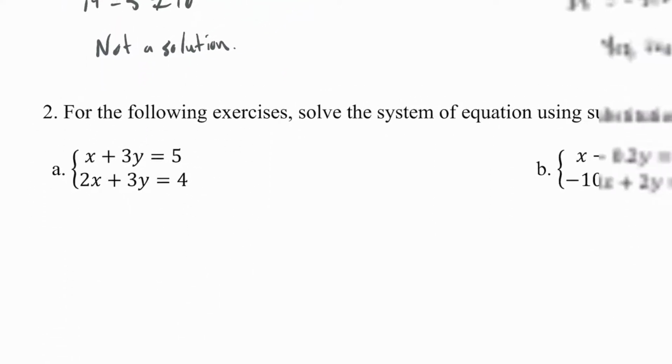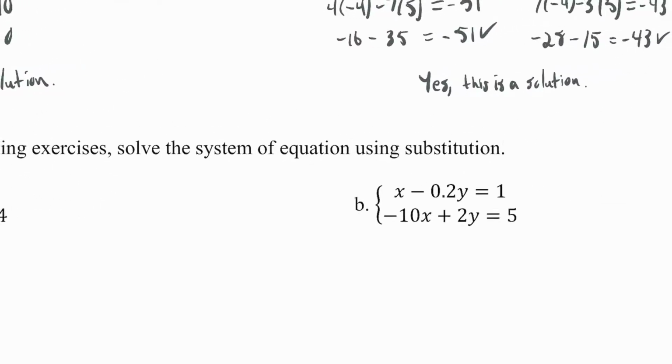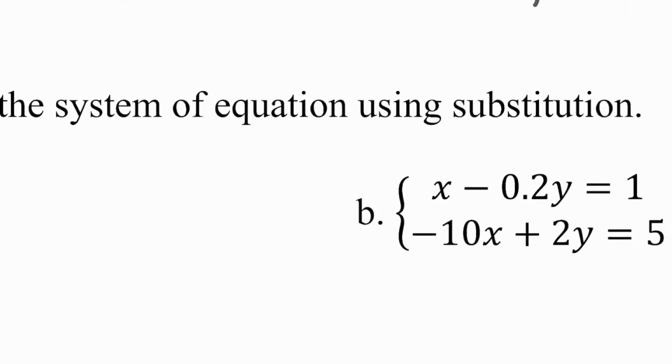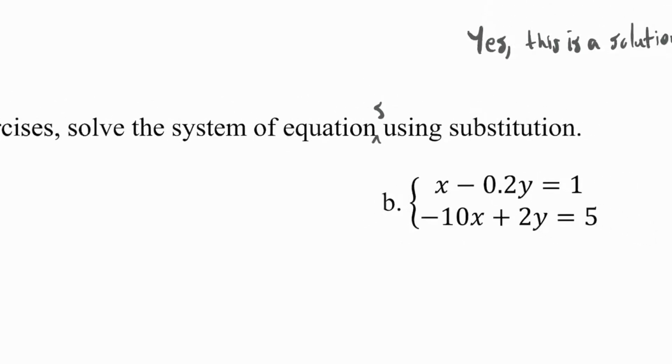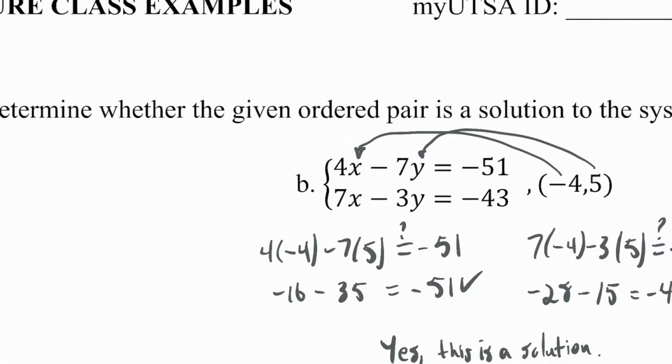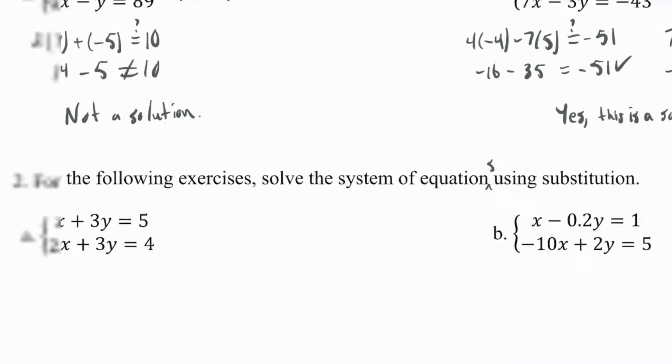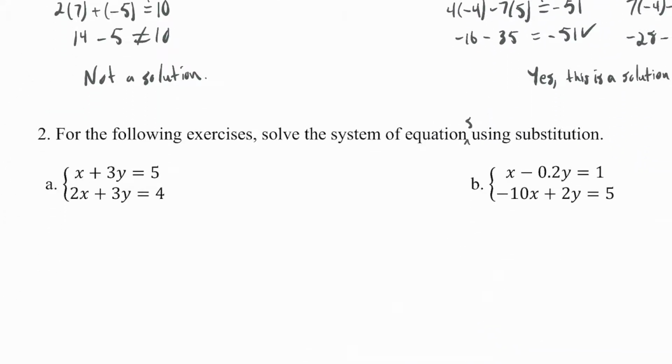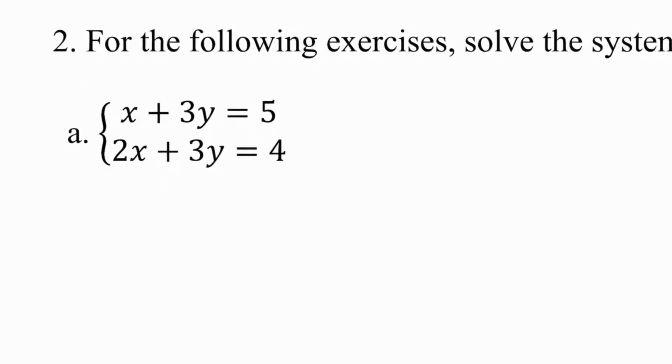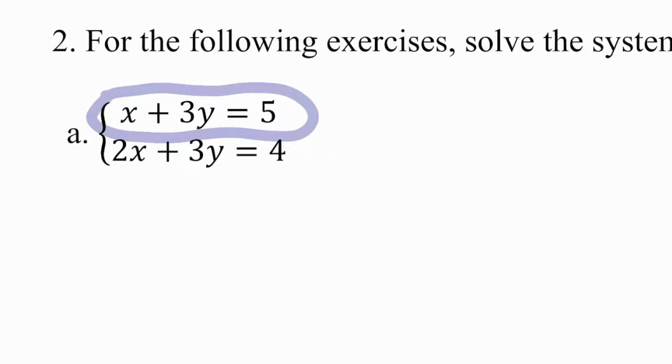So, next example, next problem. For the following exercises, solve the system of equations using substitution. Okay, so basically substitution is a method for solving a pair of equations, or a system of equations. Basically, you pick one of the equations and you either solve for x or solve for y. You get one by itself, and then you plug into the other equation. So in this case, since x has a coefficient of 1, I'm going to solve for x.